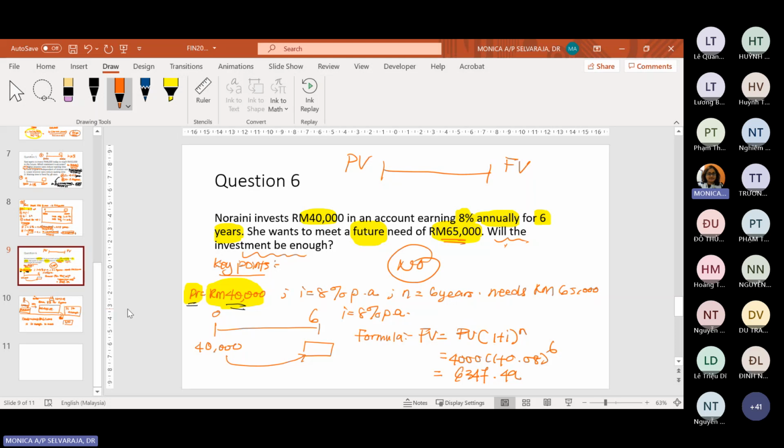But when you are calculating it in a subjective, in the objective manner, it's better to calculate to the future, because they're asking you, how much will she get in the future? Will it be enough to meet 65,000? Not enough. That means in the future, she only has 63,000. That means not enough to meet the 65,000. She needs to top up in an investment. Okay, that's the logic of it. That's why I ask you to calculate back to the future.